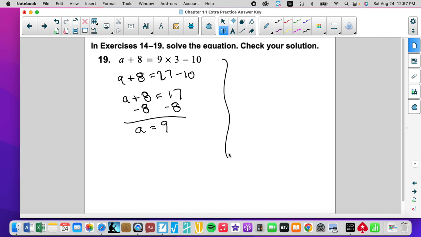Let's check it. 9 plus 8 equals 9 times 3 minus 10. 9 plus 8, 17. 9 times 3 is 27 minus 10 is 17, which equals 17.